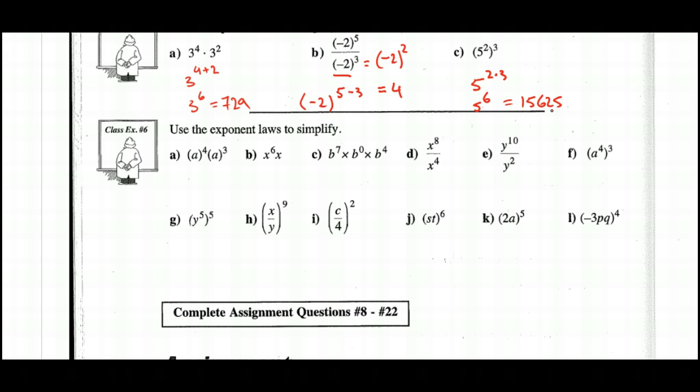Okay, let's keep going here. Example number 6. So let's simplify the following. Now we're looking at some variables.